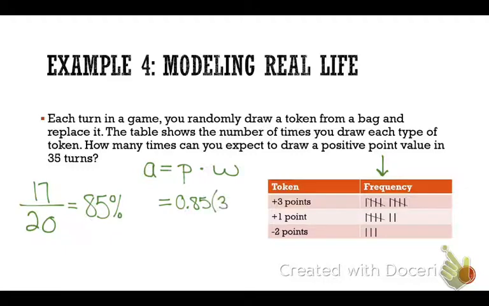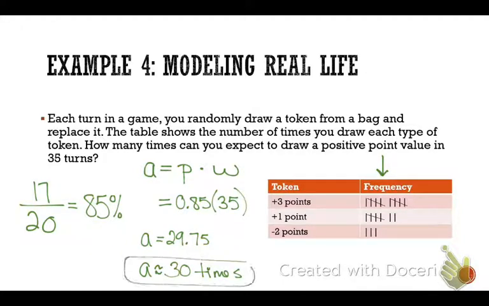times 35. Okay? So if on my first experiment I drew a positive point value 85% of the time, I can take 85% of 35, a predicted amount, and that would tell me how many I could expect on the second experiment. Now, again, it's not a foolproof system because it really is just the luck of the draw, right? Okay? But based on those numbers, what would you get if you did 0.85 times 35? 29.75. Okay. Now, can you have a fraction of a draw? Can you draw something 3/4 of a time? No. So here, that's not a practical answer. I would just say it's going to be about 30. About 30. And again, you're not necessarily trying to come up with some exact answer. You're just saying it's going to be about 30 times.